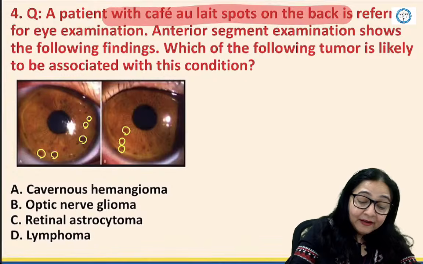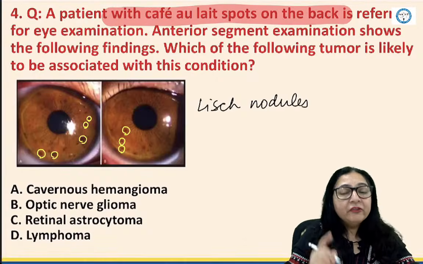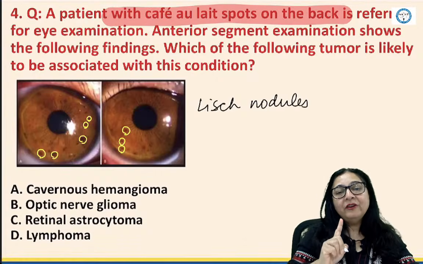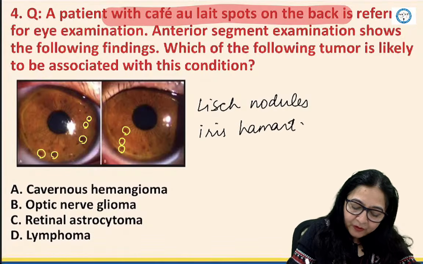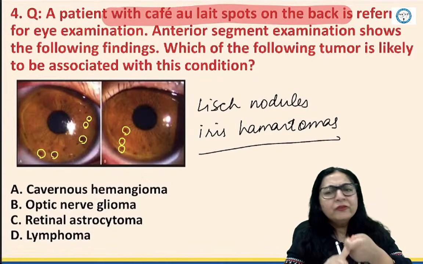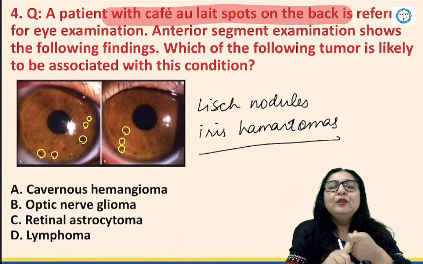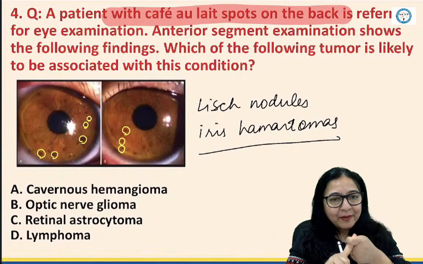These are Lisch nodules, beta, which are actually not inflammatory nodules. These are iris hamartomas. So cafe au lait spots, Lisch nodules. So what is the diagnosis? Neurofibromatosis type 1.